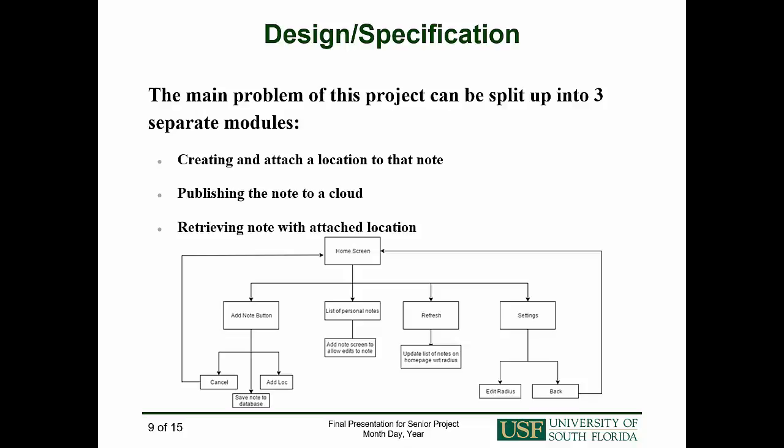So this is a little flowchart of what the note application is supposed to look like. We have the home. When the application opens up, it goes to the home screen. The home screen has four options: three buttons and a list of the notes.